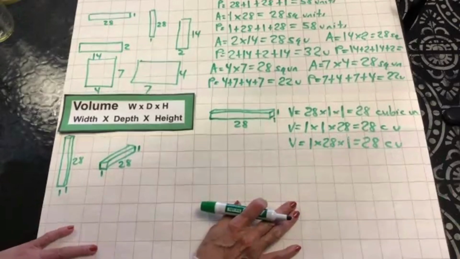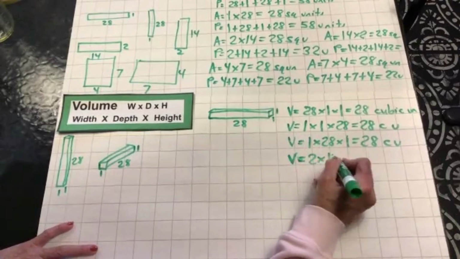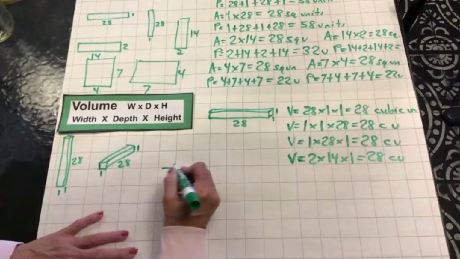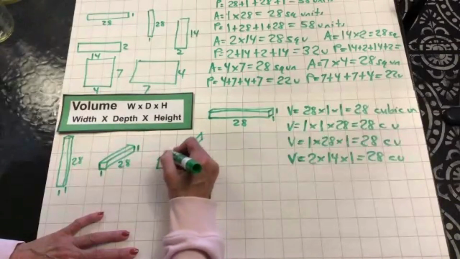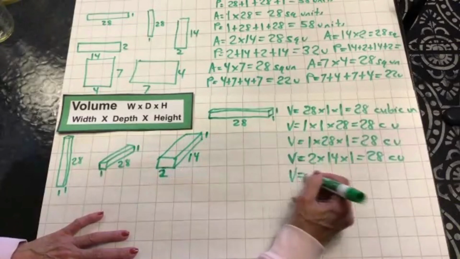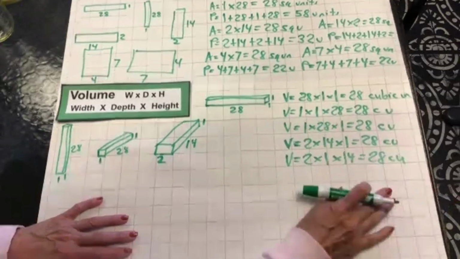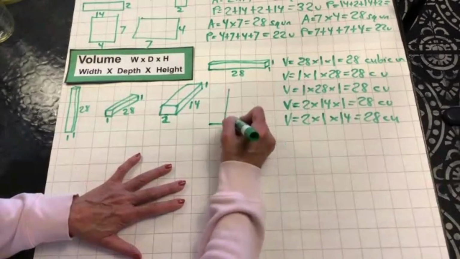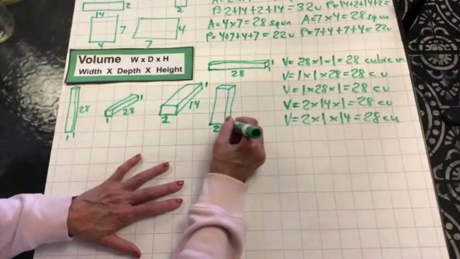All right, we're going to move on to 2 and 14. So let's write down here. 2 times 14 times 1 equals 28 cubic units. So let's draw that, 2 across by 14 deep by 1 tall. The next one we're going to do is 2 across by 1 by 14 tall. I'm going to move my paper up now. So we're talking 2 across by 1 deep by 14 tall. So we're just standing our rectangular prism up, 2 by 1 by 14.